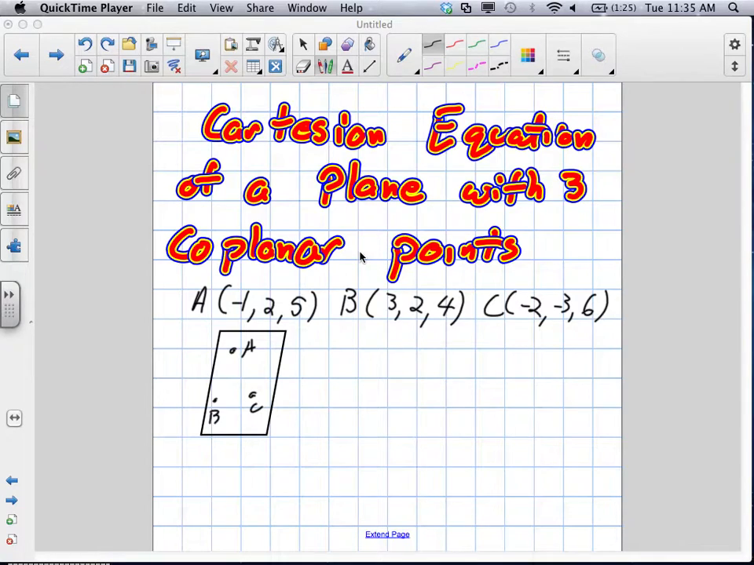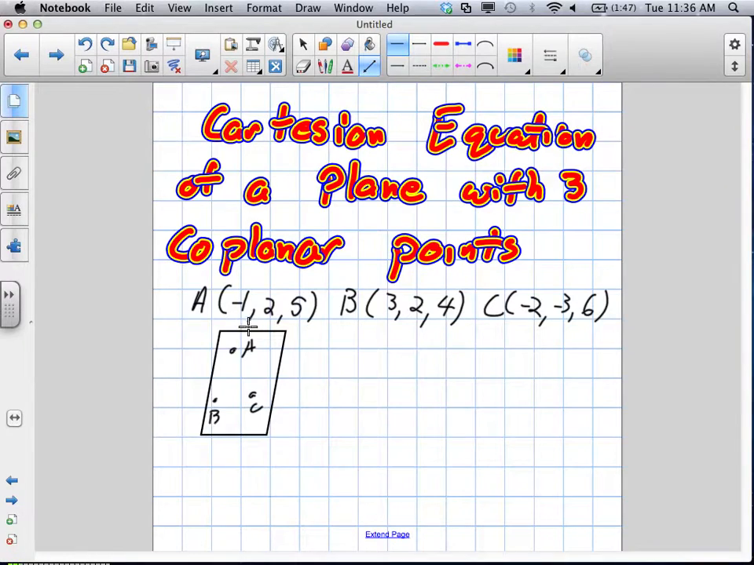Okay, Cartesian equation of a plane with three coplanar points. So we're on some plane. We have point A, point B, point C. We need to figure out two directional vectors for this plane. Well, if we have 3 points, we can definitely find 2 different vectors.